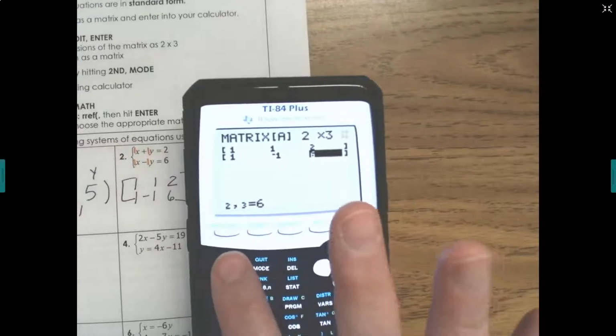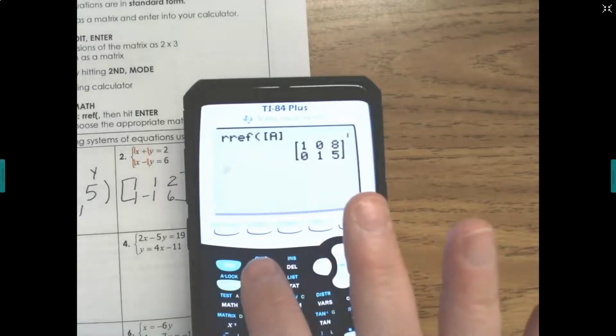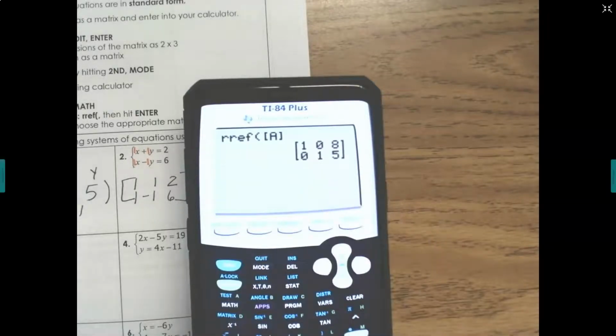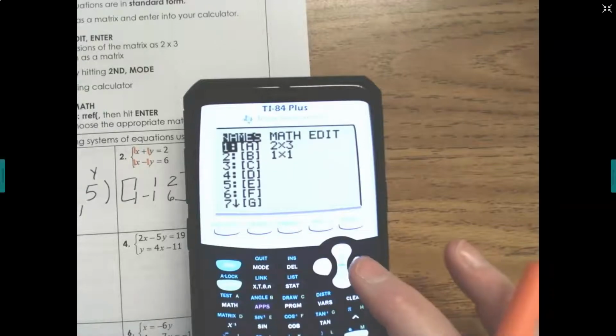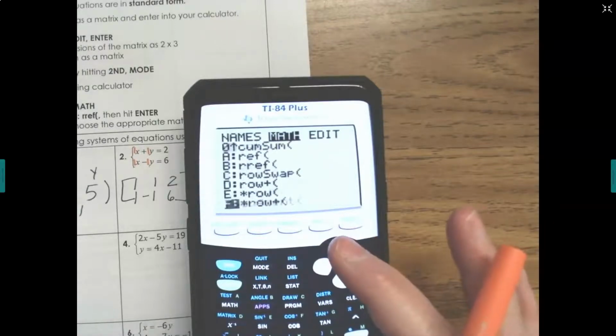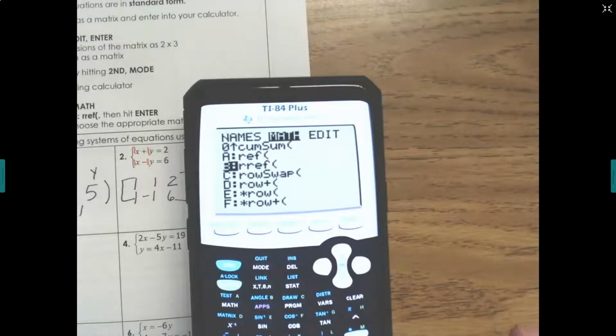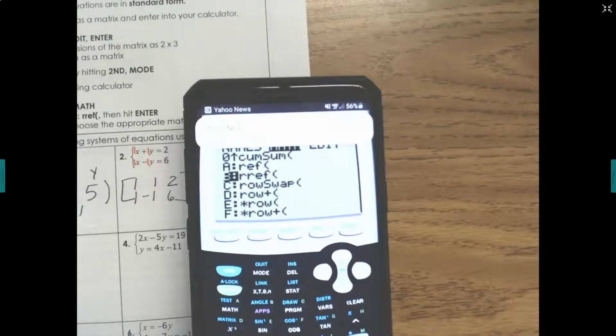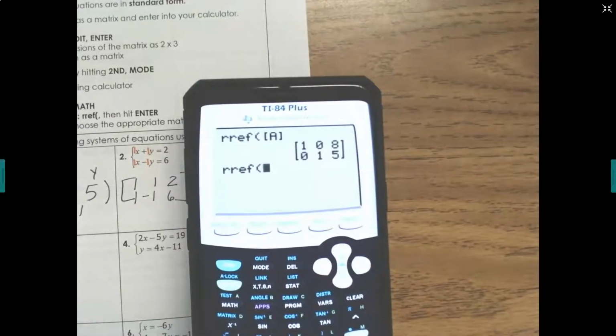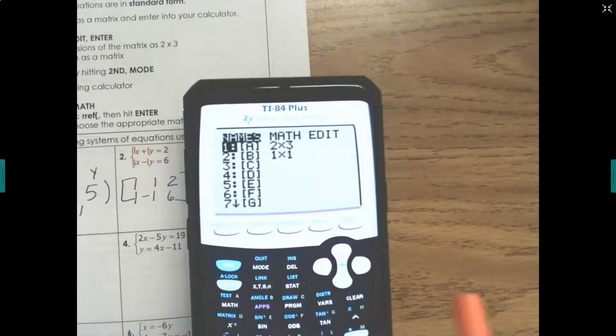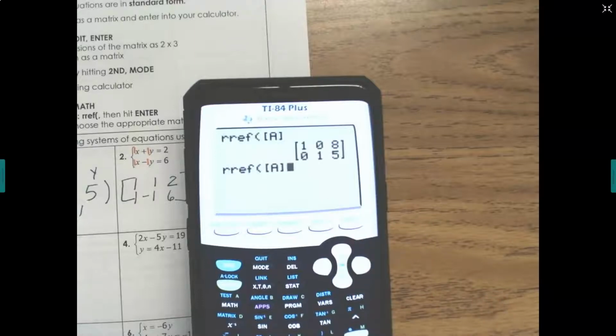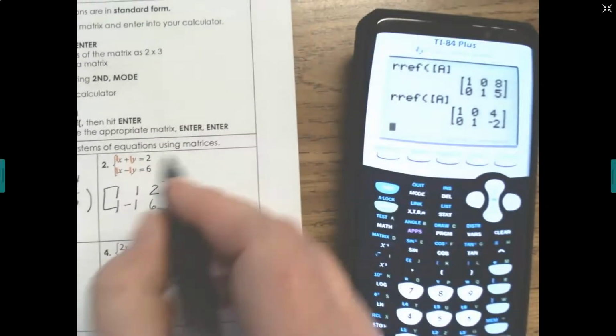Okay, we're going to quit. Second mode will get us to quit. Okay, now we want to go back in, second x to the -1, go to math, arrow up to RREF, parenthesis, press enter. We got to go back into matrices to tell it we put everything in matrices A. So we select A, and we're going to press enter, and we get a solution here of 4, -2.